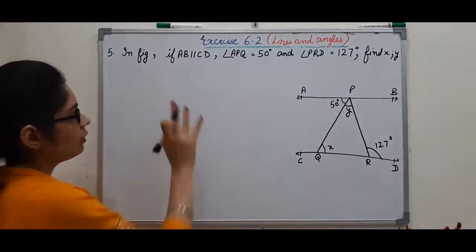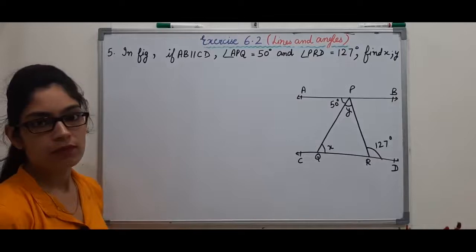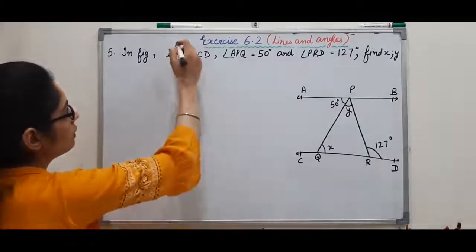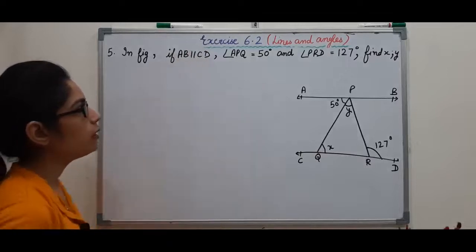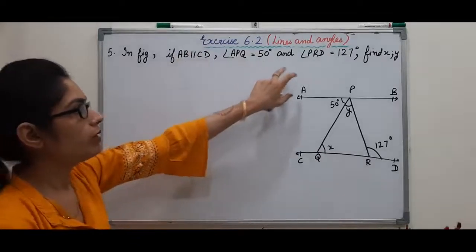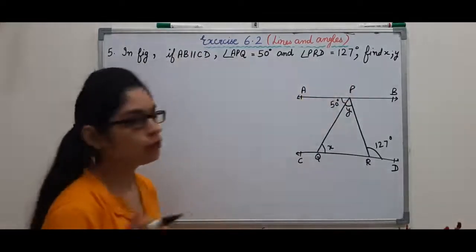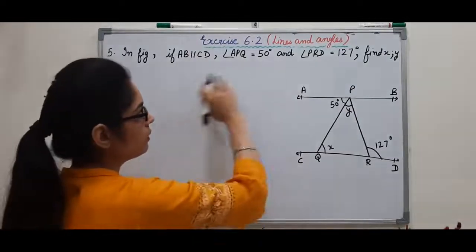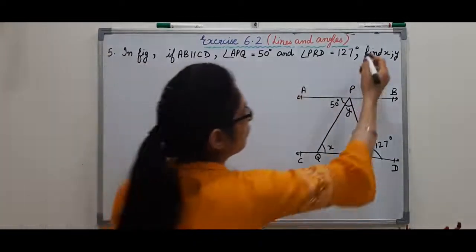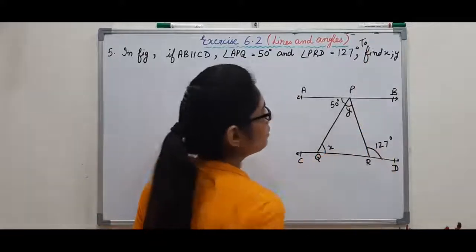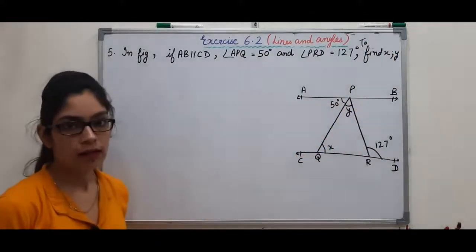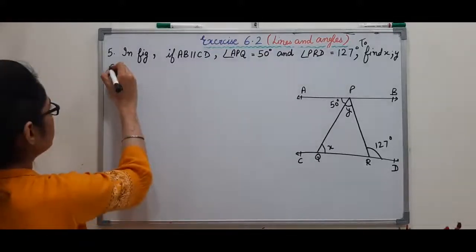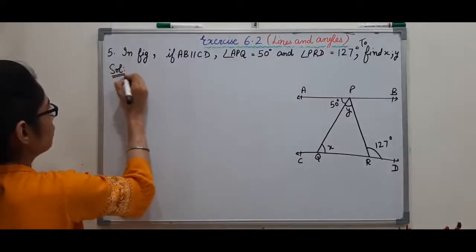Now here let's start. We have to start the same way as we have been doing. First of all, write the given things. So in given we can mention AB is parallel to CD, APQ is equal to 50 and angle PRD is equal to 127. So these things we can mention in given, and then the next point is to find. To find we have to write X and Y. Now let's do the solution.